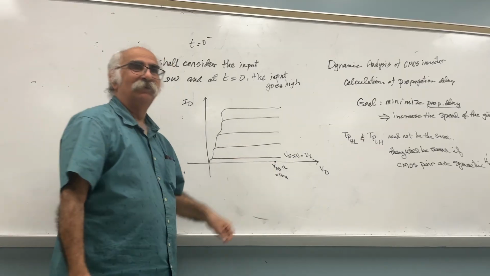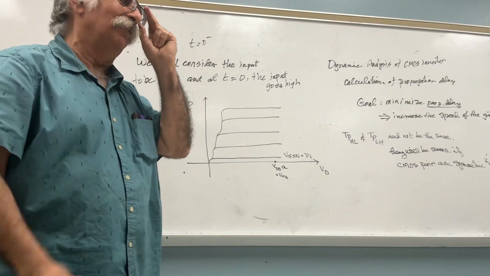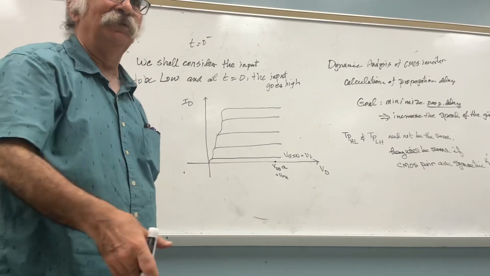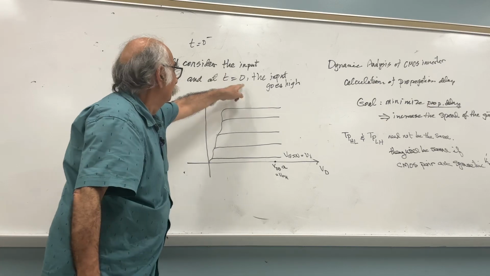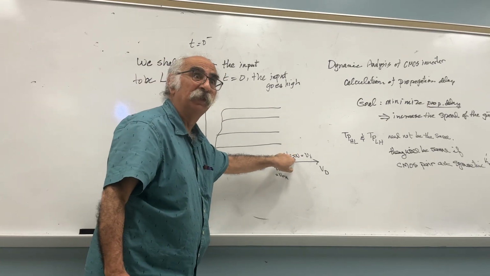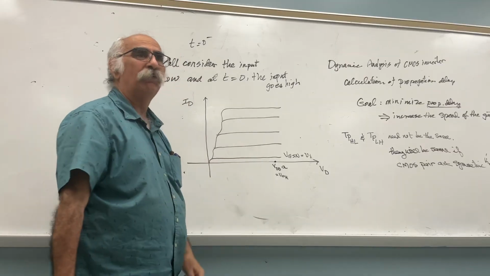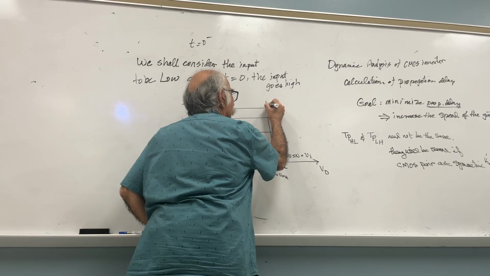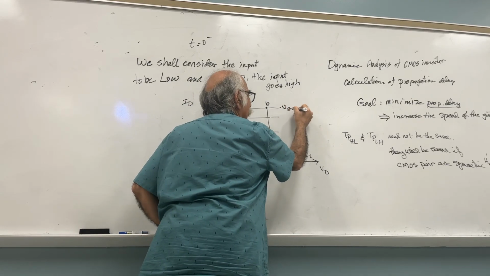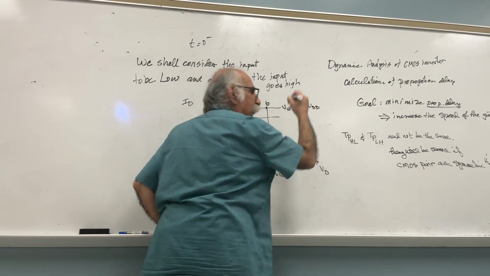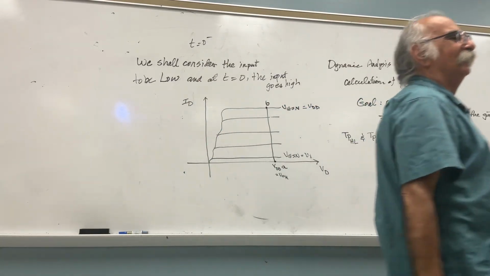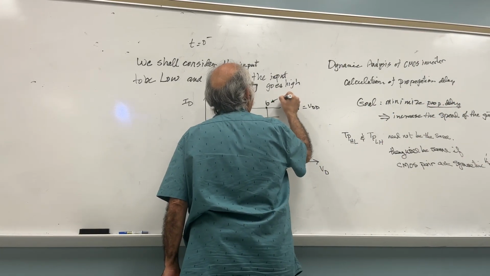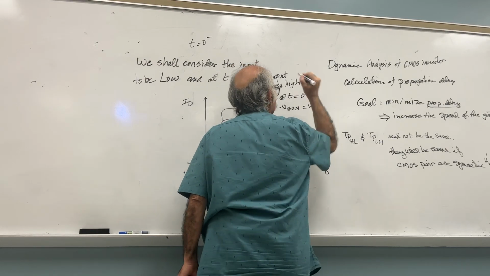This is the output. Help me now. At t equal to 0, the input became high. But what is the input? VGSN. Where do I go, from where to where? I go from here all the way to here. VGSN equal to VDD. You cannot go more than VDD. This is point B at t equal to 0 plus.